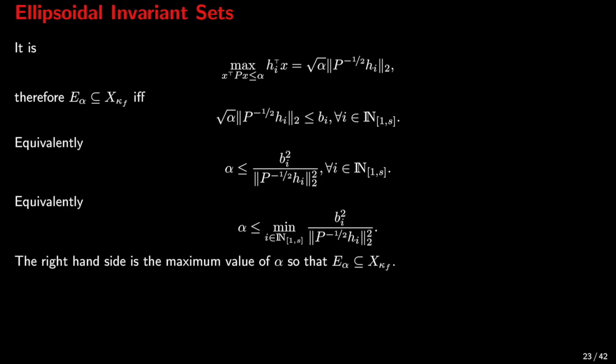So if we take alpha to be exactly equal to the minimum over i of b_i squared over the squared Euclidean norm of P to the minus 1/2 h_i, then we have that E_alpha is a subset of X_kappa_f, and in fact it is the largest possible set of the form E_alpha that can be inside X_kappa_f. If you take alpha to be larger than that, then E_alpha will not be a subset of X_kappa_f.